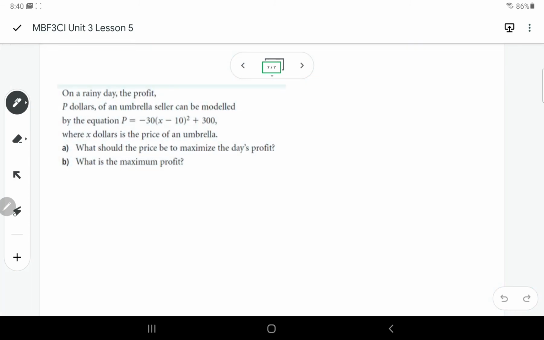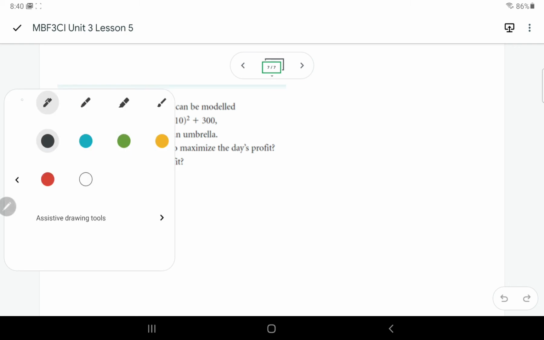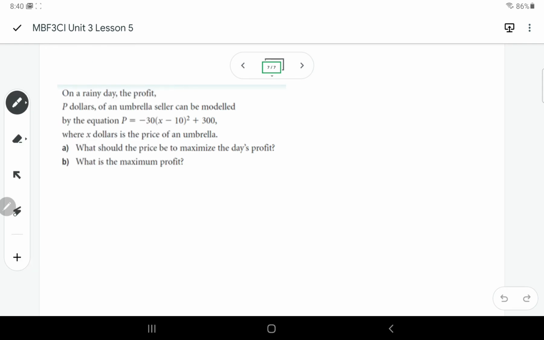The last question deals with a word problem. So we can interpret this with this equation. On a rainy day, the profit of an umbrella seller can be modeled with this equation. Now we've got P = -30(x - 10)² + 300.